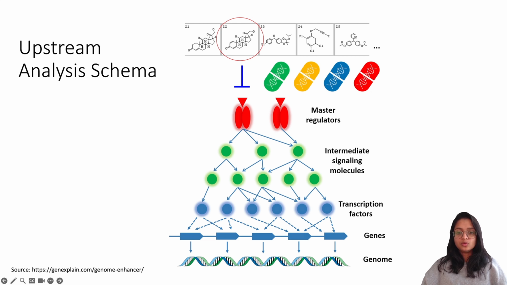Genome Enhancer uses upstream analysis, an integrated promoter and pathway analysis, to identify potential drug targets of the studied pathology. In the first step of this analysis, the transcription factors that regulate differentially expressed or mutated genes are identified with the use of the TRANSFAC database of transcription factor binding sites.